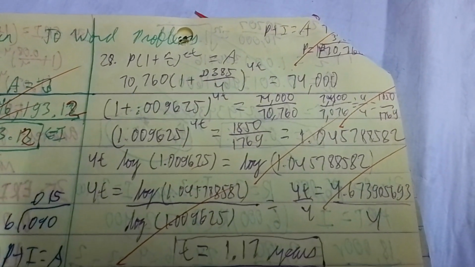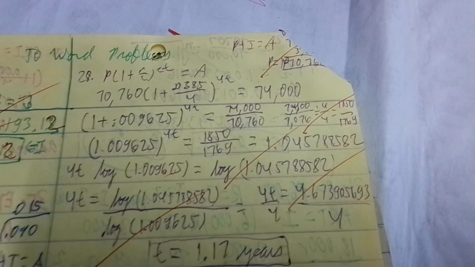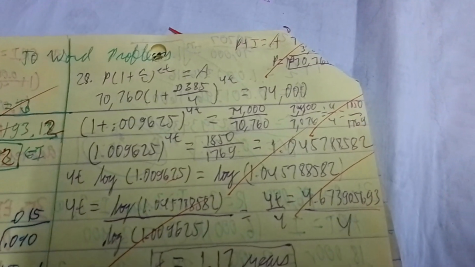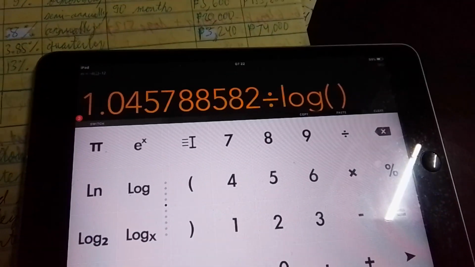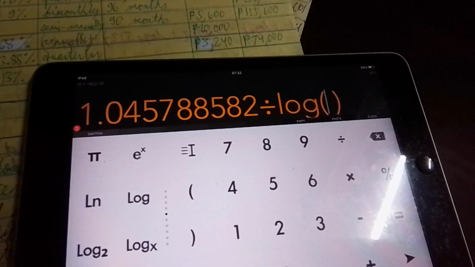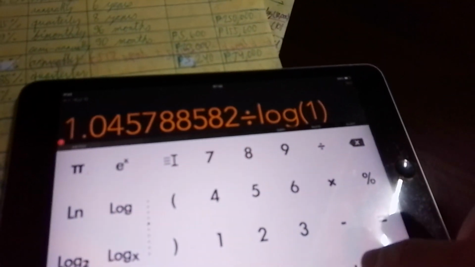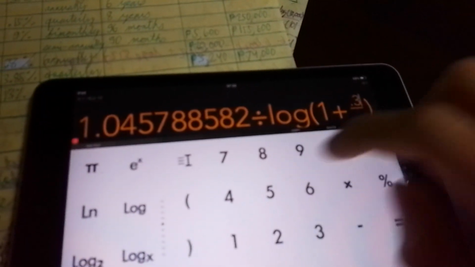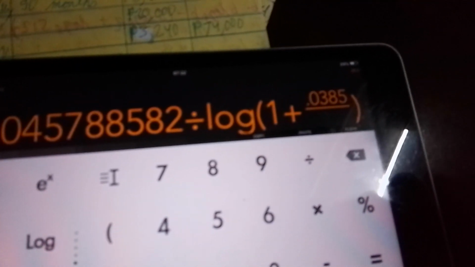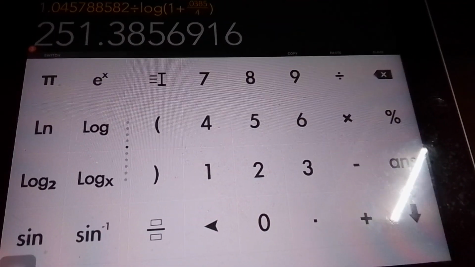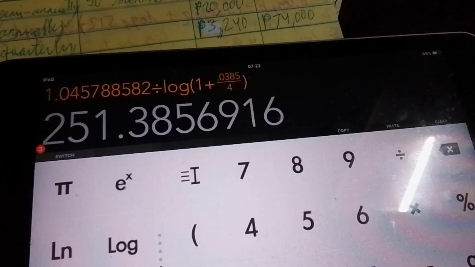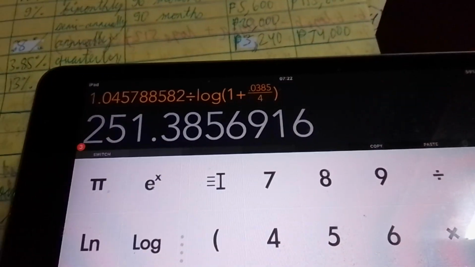So doing that, this is what I did. I divide that by the log of the answer that I got earlier, which is 1 plus 0.0385 divided by 4. And we should get this answer. So that's the answer that we're supposed to get. But I don't think it's quite right.